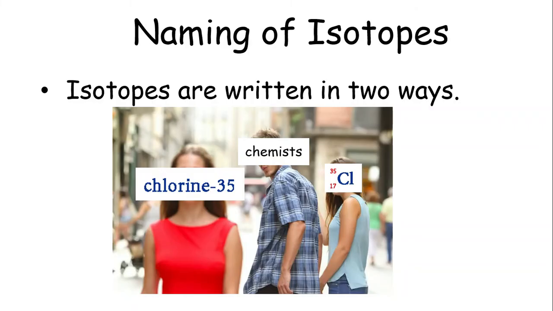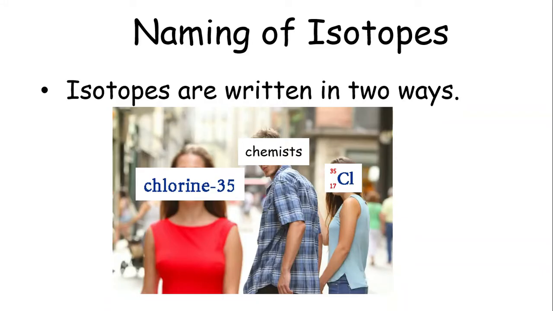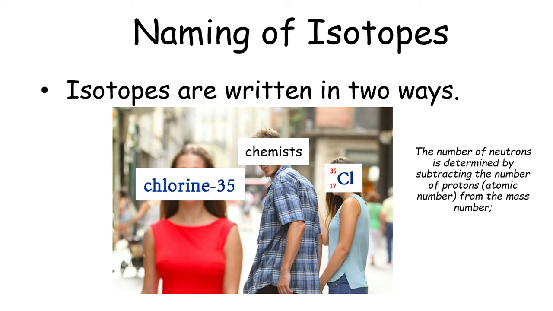And how do we name isotopes? Isotopes are written in 2 ways. It can be written using their symbol with the mass number to the upper left and the atomic number to the lower left. So look at the ³⁵₁₇Cl here. Or it can be written using the isotope name dash the mass number. Hence chlorine-35.